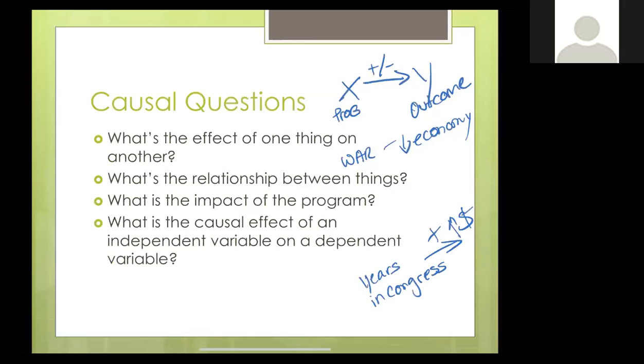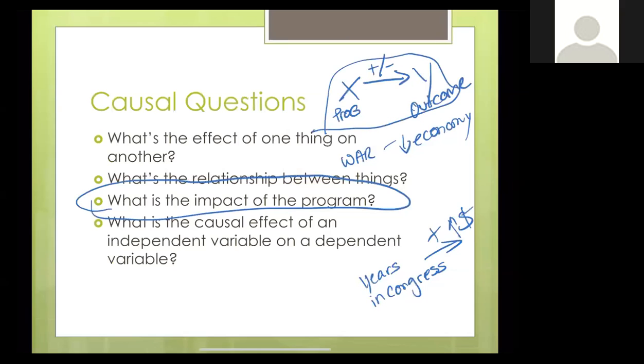The one we tend to care about the most when we're talking about program evaluation research is: what is the impact of the program? That gets back to the question of whether the program leads to change in whatever outcome we are concerned about specifically. In very generic terms, is there a causal effect of a single independent variable on some dependent variable that we're analyzing the relationship between?